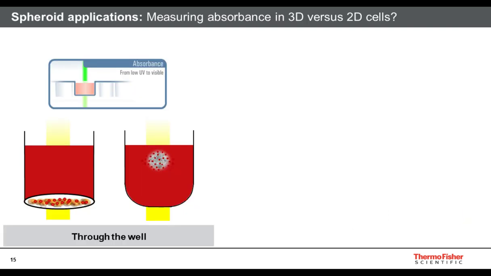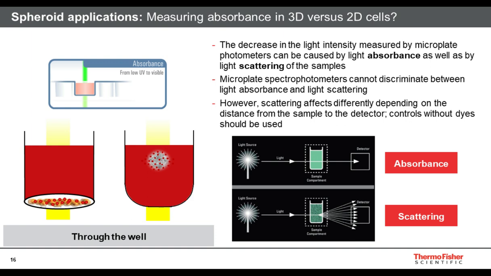So what is critical to consider in the case of absorbance when comparing 2D versus 3D? I already mentioned that absorbance measurements are always performed through the well. And when microplate readers detect the intensity of the light that comes out of the sample, they really cannot make a distinction on the nature of the absorption process that took place in the sample. The decrease in light intensity that we measure can be caused mostly by light absorbance in the sample, but it also can happen due to light scattering of the sample. Samples can deviate the angle at which the light is illuminating the sample. So as said, microplate spectrophotometers cannot discriminate between these two processes, and they are really different processes.